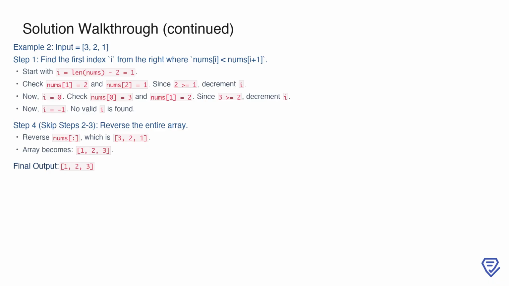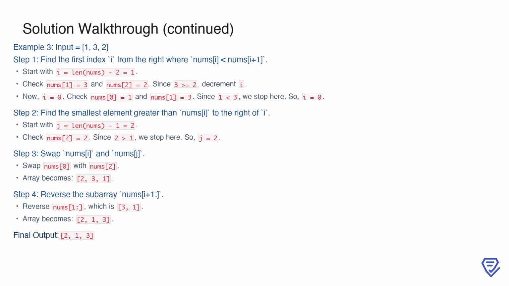At this point, we've scanned the entire array and found no valid i. When no such index exists, it means the array is in descending order, and the next permutation is simply the smallest possible order. Therefore, we skip steps 2 and 3 and proceed to reverse the entire array. Reversing 3, 2, 1 results in 1, 2, 3. This is the final output for this example.